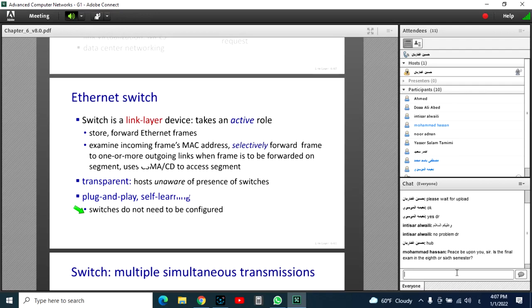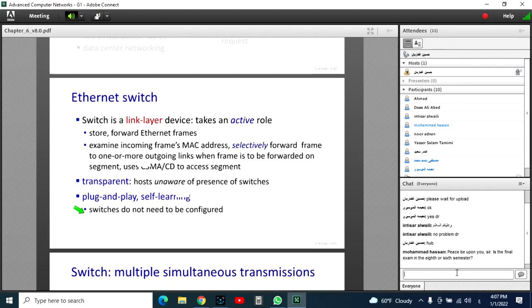It's different when I compare a switch with a router. If I want to use a router, firstly I have to configure it, and after that, after the configuration, I can use the router. But for switches, it's not necessary to configure them.